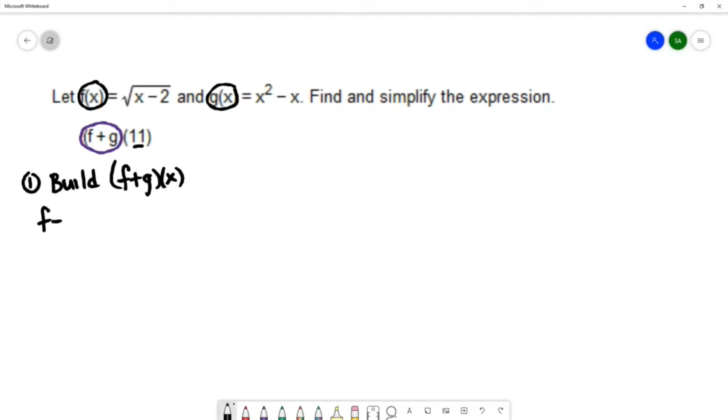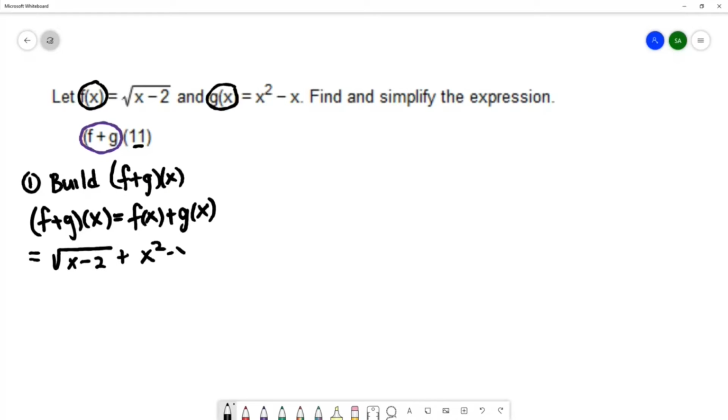So f plus g of x means f of x plus g of x. So f of x is the square root of x minus 2. G of x is x squared minus x. So now we have the function f plus g of x. Once we have that function, we're going to evaluate.